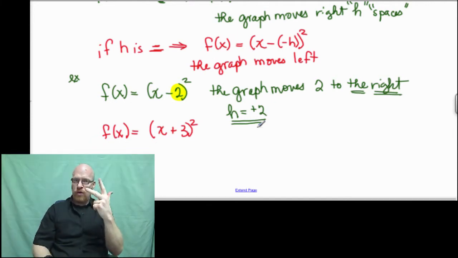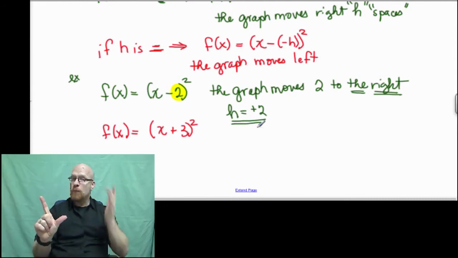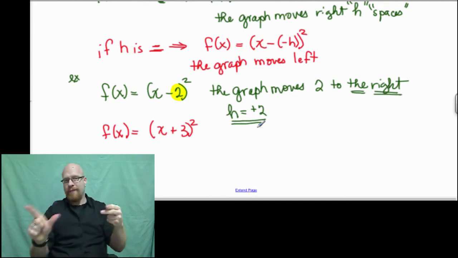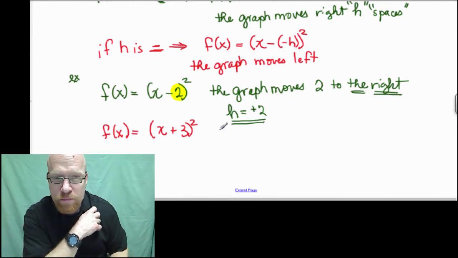And the opposite situation, we have x plus 3 quantity squared. The graph is going to move 3 places to the left or right? Left. Because within the form of this, we have x minus a negative, h equals negative 3. So it's going to go 3 to the left.